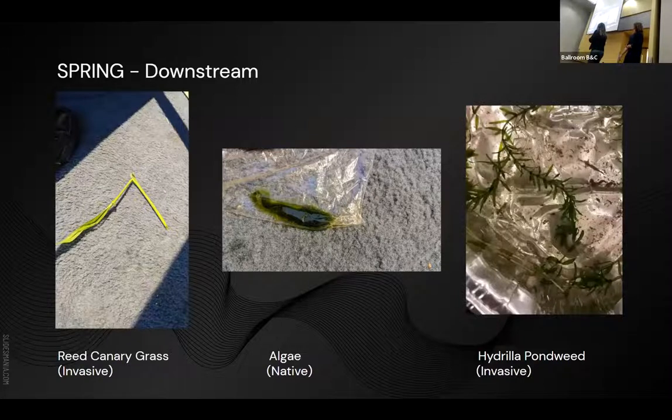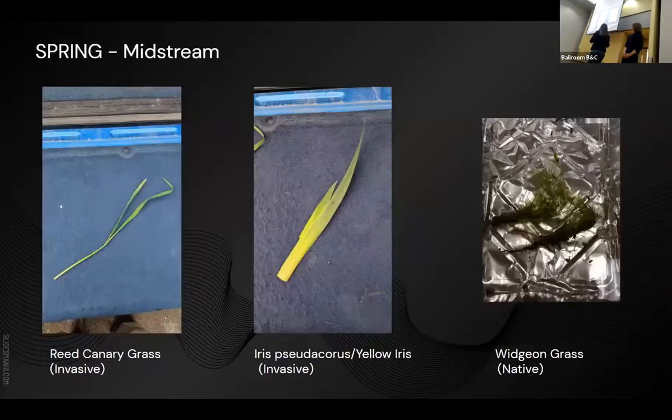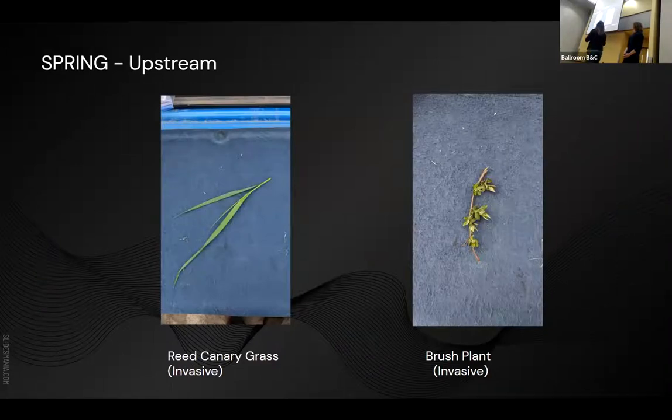And for spring downstream, there's reed canary grass again, more algae, which is normal, and more pondweed. And then for midstream, we have more reed canary grass again, and yellow iris, which is also invasive, and some more widgeon grass, which is normal. And then for the upstream for spring, we have reed canary grass and a brush plant that we found, which are both invasive in the area.